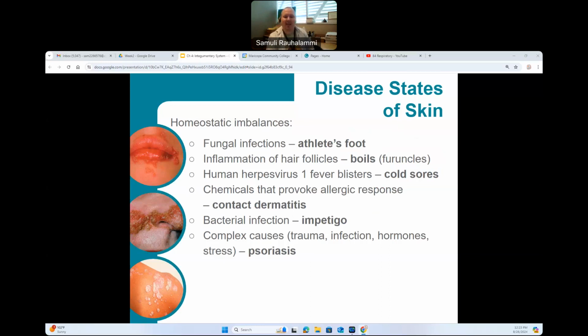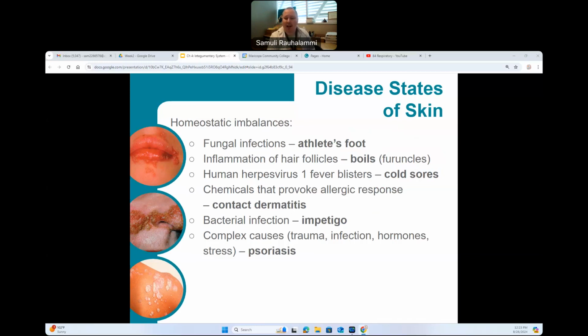Here are three examples of skin disorders. Let's go through those. Athlete's foot is caused by a fungal infection, resulting in itchy, red, peeling skin between the toes. When we talk about boils, we're talking about a condition caused by inflammation of the hair follicles, resulting in clusters of boils caused by bacteria. Cold sores, which are in the first picture at the top of this series, are also known as fever blisters, and they are caused by human herpes virus 1. These are blisters that really itch and sting.